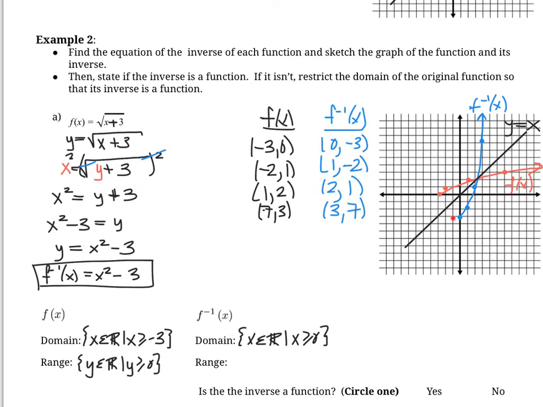Now let's take a look at the range of this guy. So y can take on any values that are greater than or equal to negative 3. And if we peek over, we can see the domain and range match here, and the domain and range match here. So we know we've done it right.